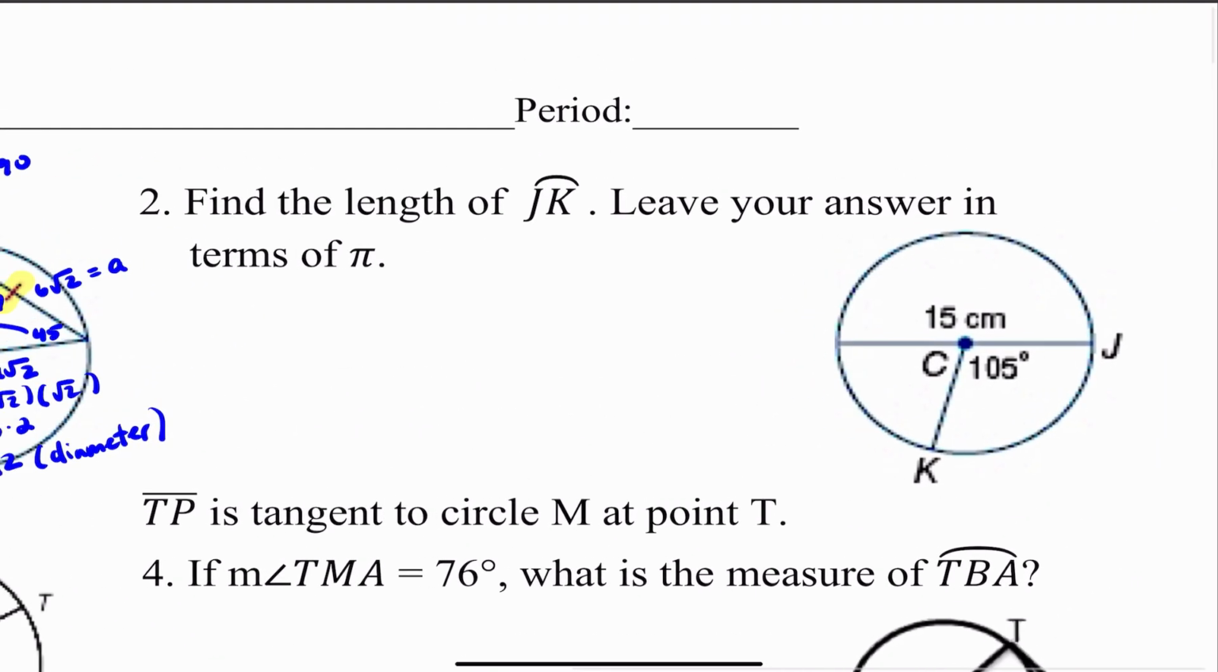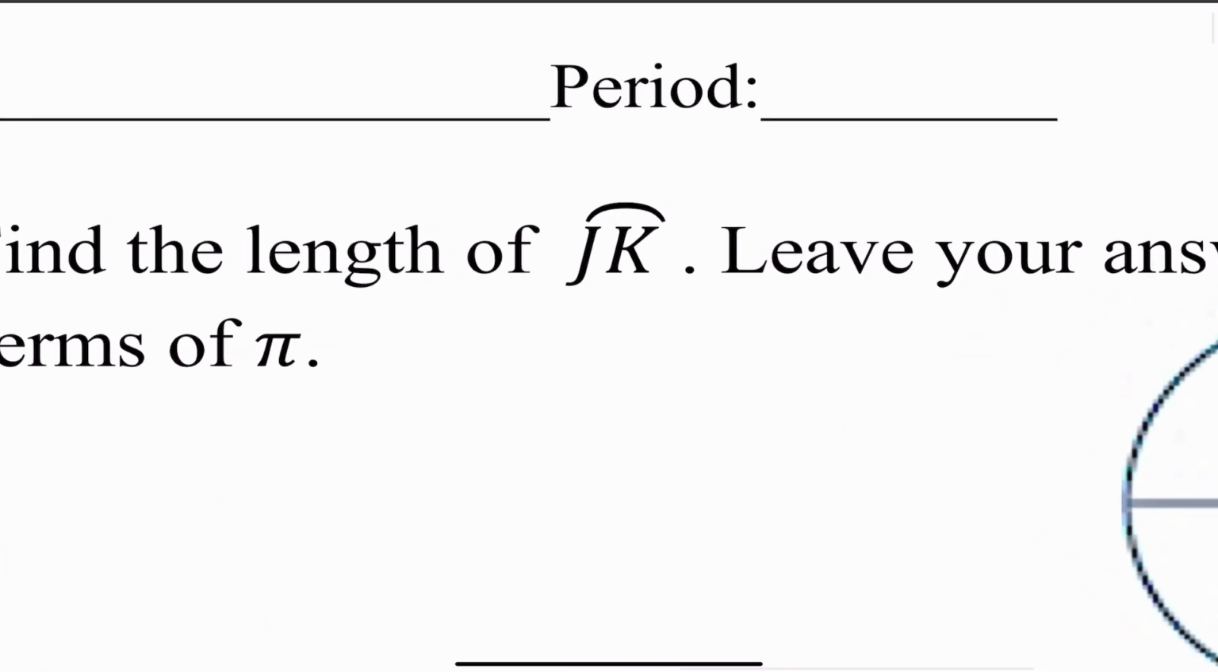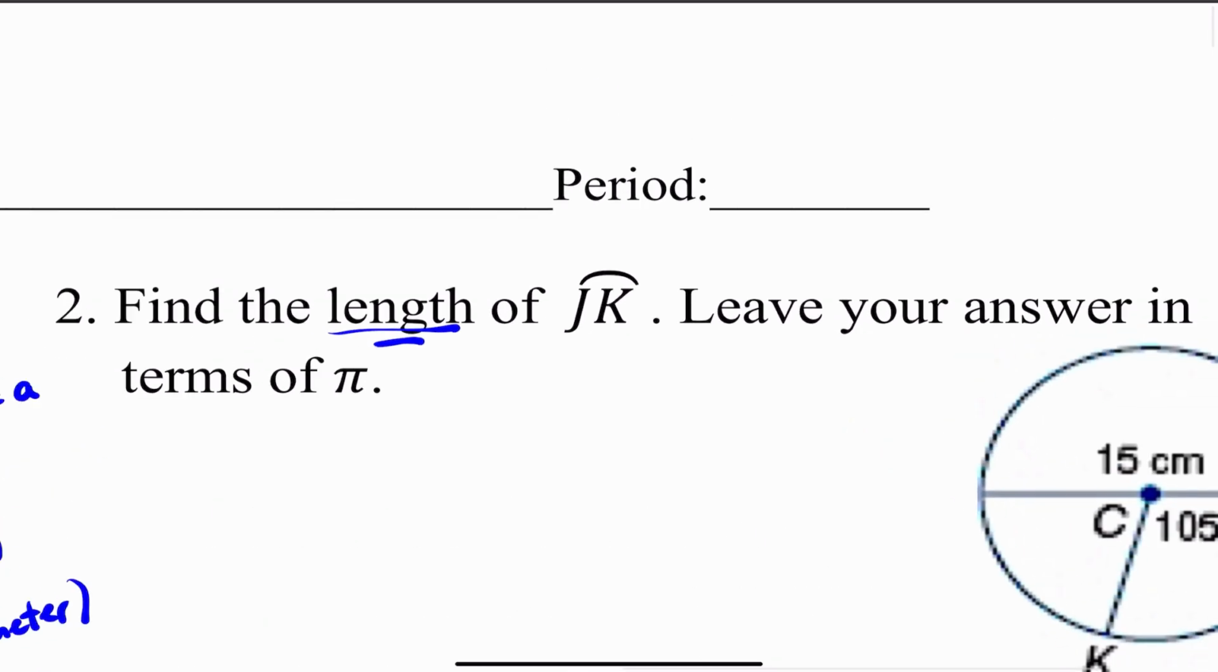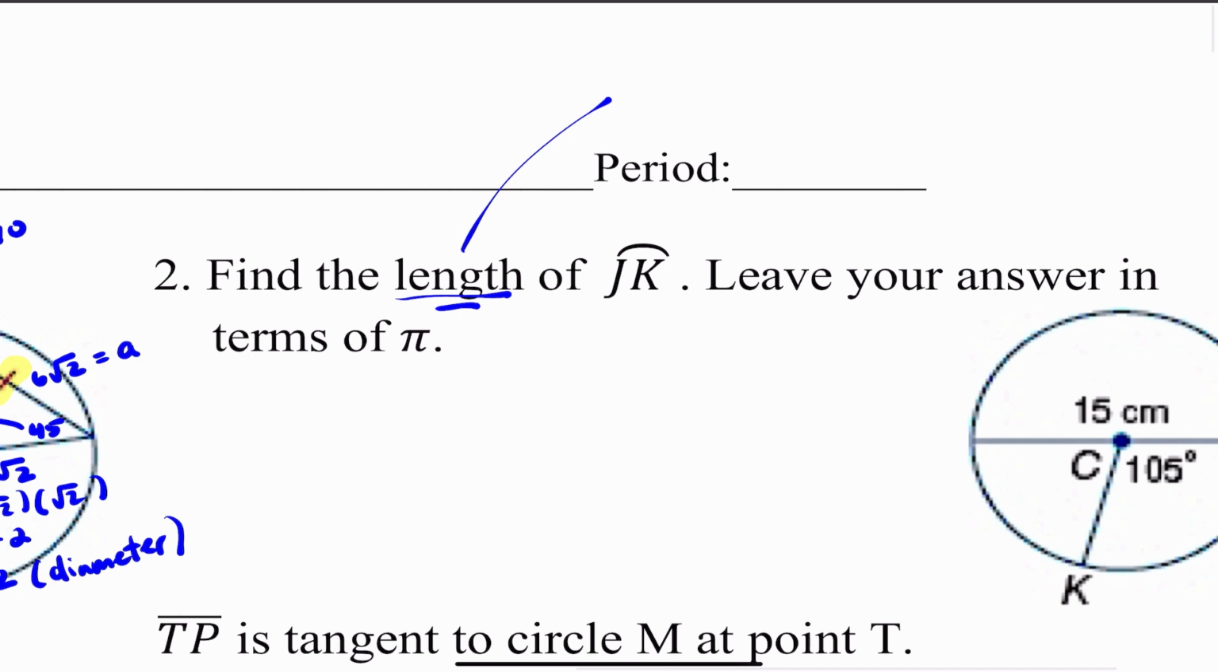Number 2, find the length of arc JK. Leave your answer in terms of pi. And this is where you're going to use your calculator for this one. Because it says length, you have to use the arc length formula, which is L equals x over 360 times your circumference, which is 2 pi r. You need your central angle, and you need the radius in order to answer this problem.